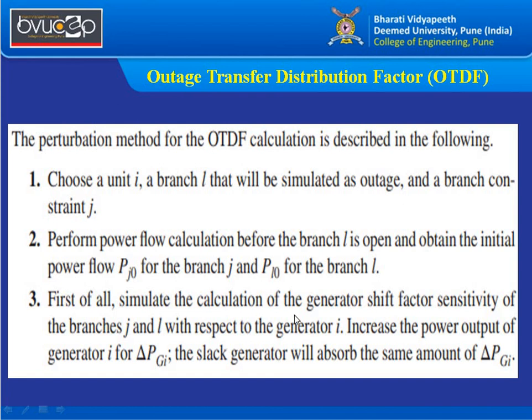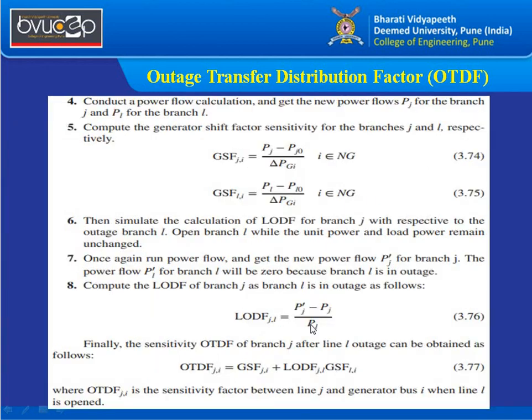So first of all, we are going to calculate the GSF with branch J and L with respect to the generator I. Increase the power for the generator I, and the slack generator should absorb the same amount of power. Now conduct the power flow calculation and get the net power flow for the branch J and PL. Now here we get the value of GSF. As I mentioned, we are going to divide this into GSF and LODF. So this is the step for GSF. These equations are similar to what we studied in GSF.